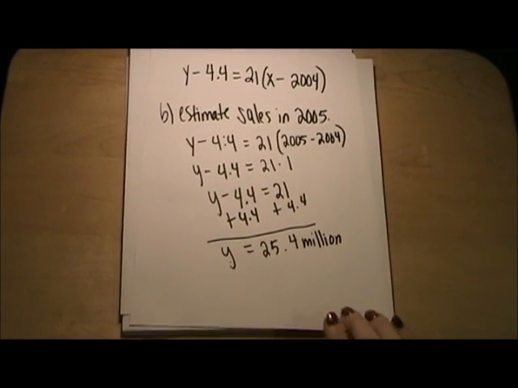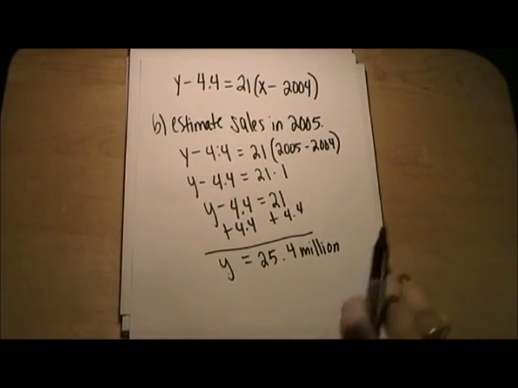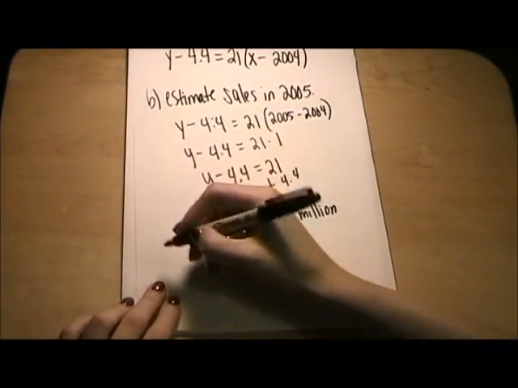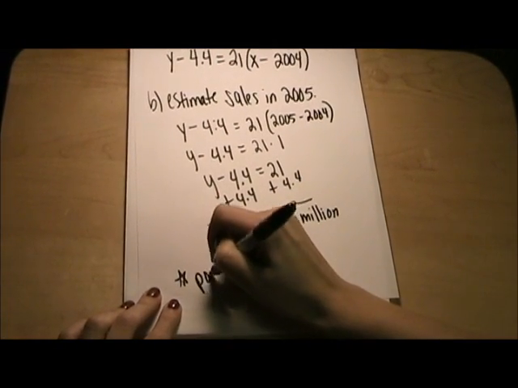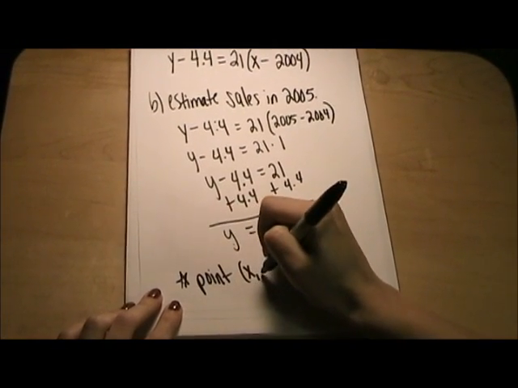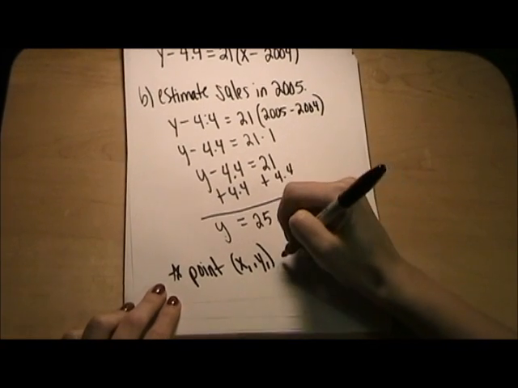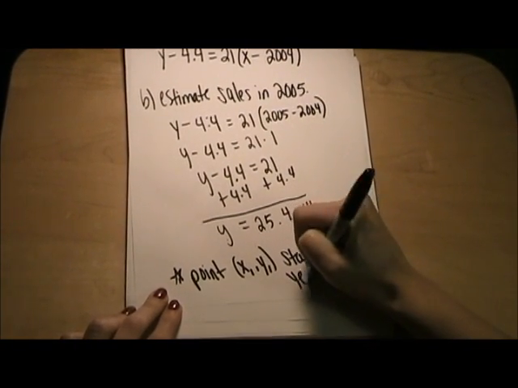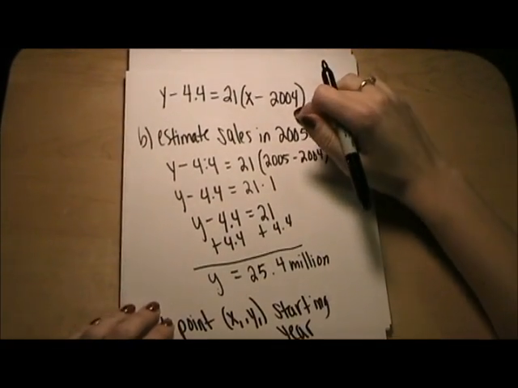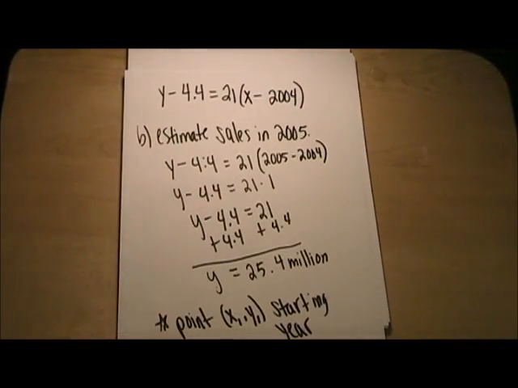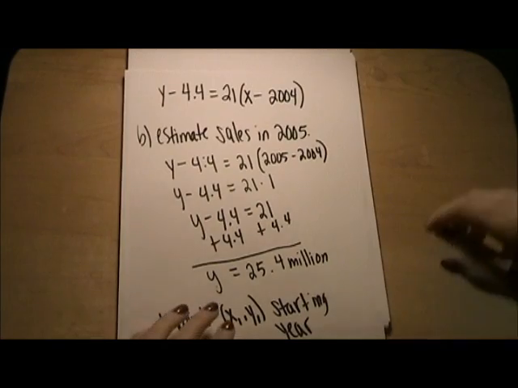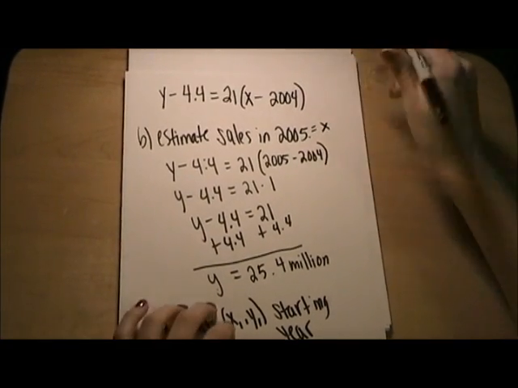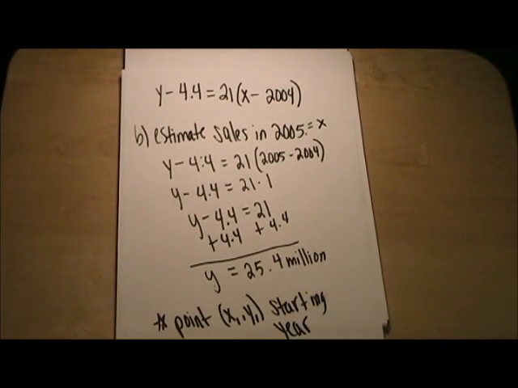So the important thing to remember for word problems, okay, your point x1, y1 is your start year. That's why we use 2004 and 4.4. Again, 2005, our years are always our x's, so that's why we plugged in 2005, and then it's just algebra from there.